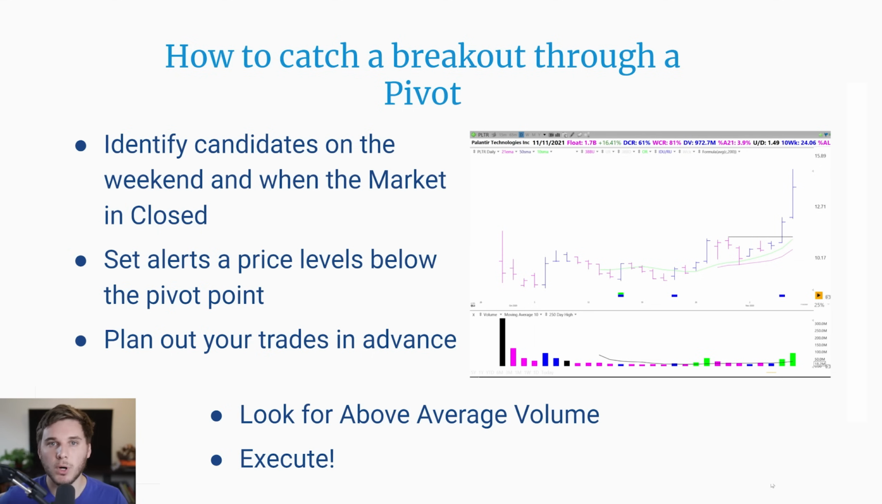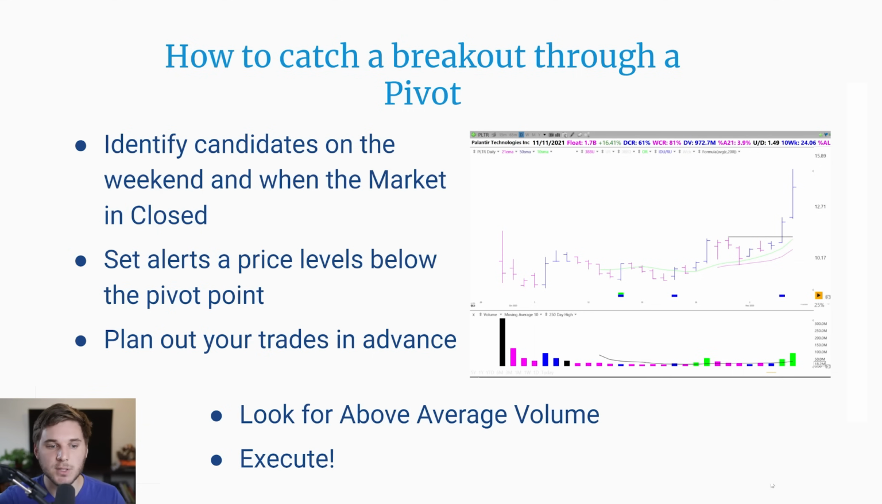And here's how to basically catch a breakout through a pivot. Basically, you want to do most of your work on the weekends and when the market is closed. You want to identify candidates, look through a ton of charts, and basically set alerts at price levels right below that pivot point. You also, when you're analyzing charts, obviously want to be looking for subtle signs of accumulation, pocket pivots, basically constructive price patterns, price and volume patterns, and you want to plan out your trades as much as possible before the market opens.